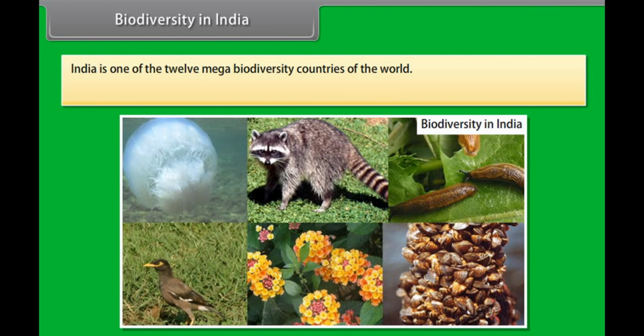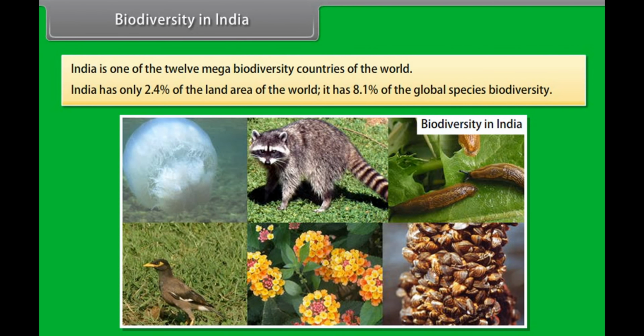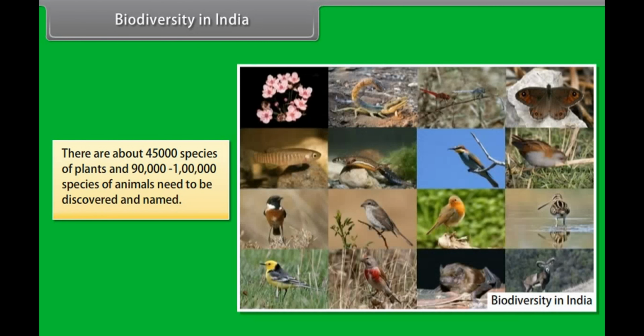Biodiversity in India. India is one of the 12 mega biodiversity countries of the world. India has only 2.4% of the land area of the world. It has 8.1% of the global species biodiversity. There are about 45,000 species of plants and 90,000 to 1 lakh species of animals that need to be discovered and named. Patterns of biodiversity.